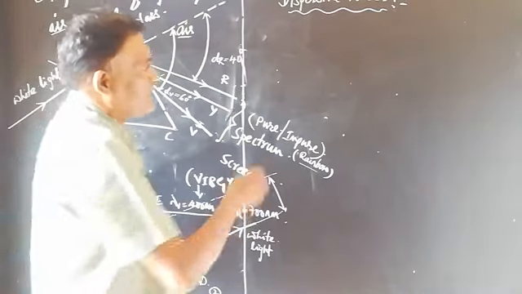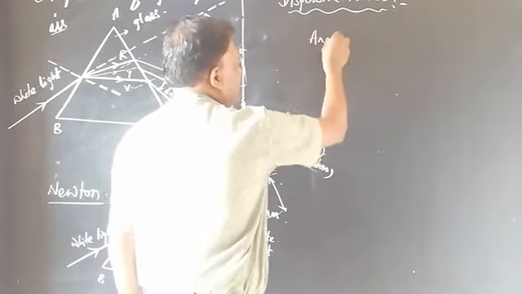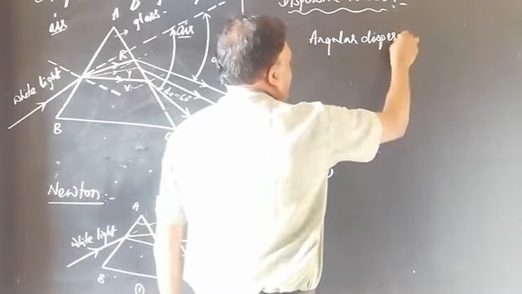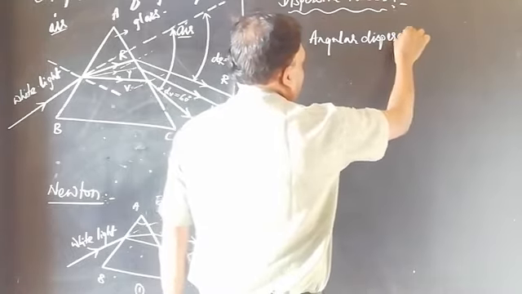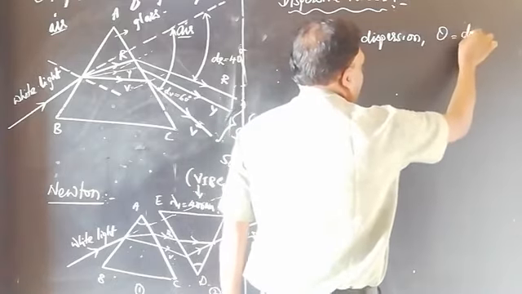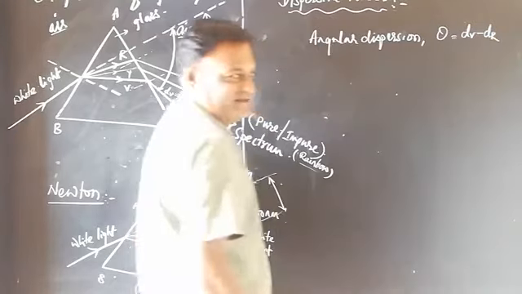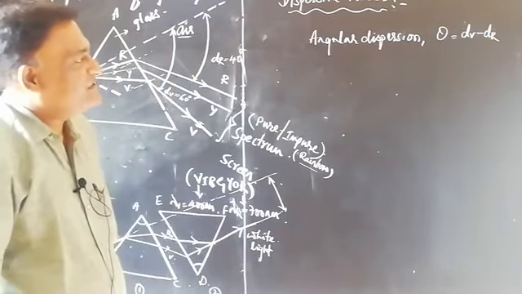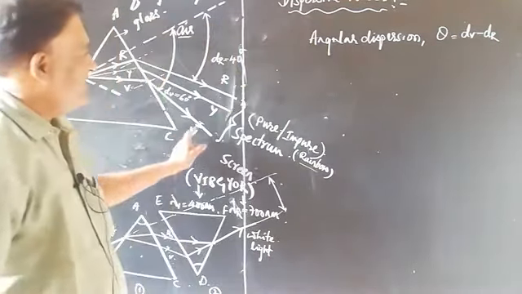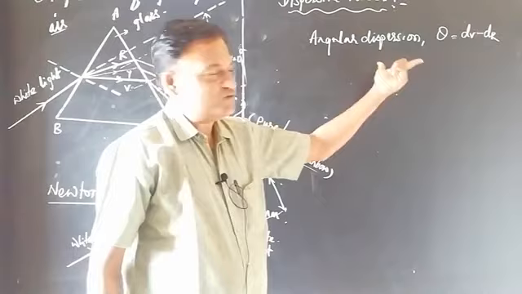Then we discuss the dispersive power. Before we go for dispersive power, we need to learn two terms. One is angular dispersion. Angular dispersion is denoted by the letter theta. It is the difference between the deviation produced for given two colors. Here in this particular case, we are taking violet and red. You can consider other pairs of colors also.